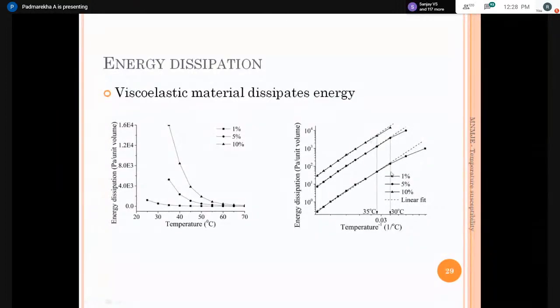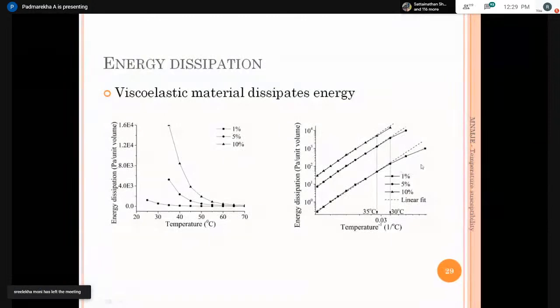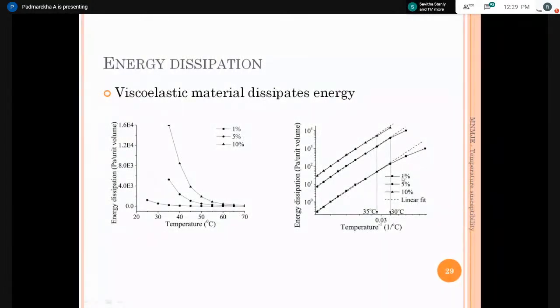You can see that the material energy dissipation trend deviates within this temperature range of 20 to 70 degrees Celsius. At high temperature, it satisfies the Arrhenius equation. At low temperature, it is not satisfying the Arrhenius equation. What it means is, there is a behavior transition in the bitumen within this temperature region of 20 to 70 degrees Celsius.